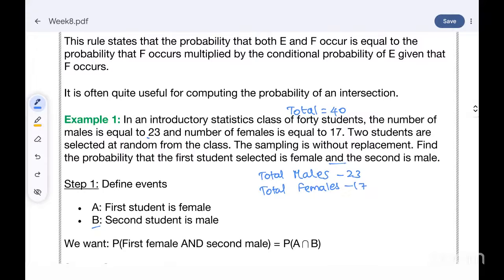Is that first of all clear for everyone, that we need to find P of A intersection B here? Yes, that part is clear, madam.